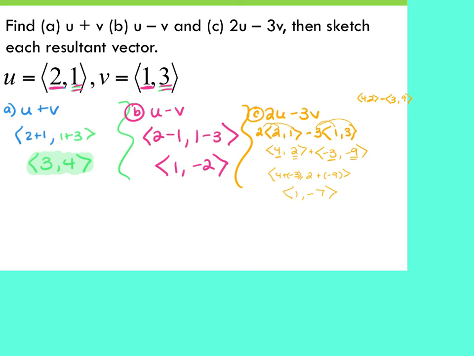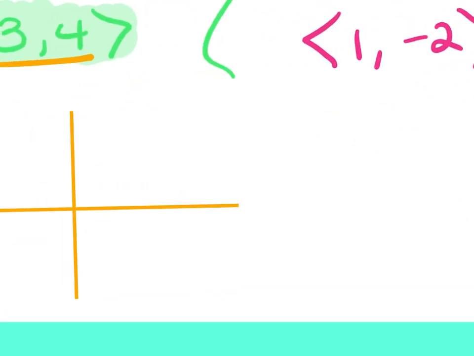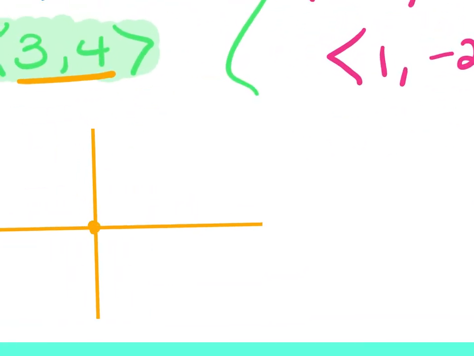I'm going to come back and graph these, and I'm going to show you both ways. The graphing as is, I think, is easy. If I say 3, 4, I'm going to start at 0, 0. The first number is my change in x. I'm going to go 1, 2, 3, up, 1, 2, 3, 4. I'm going to connect them. I'm going to draw my little arrow. You with me so far?